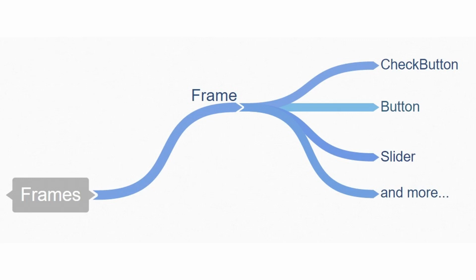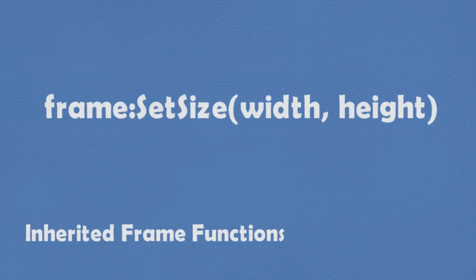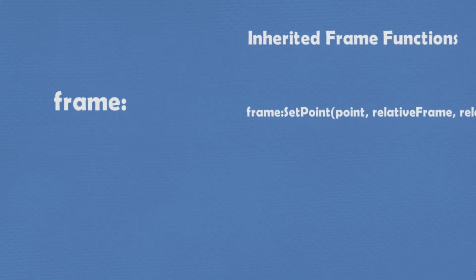So technically, they are all frames because they all inherit the frame functions, but they also come with and offer additional functions. For example, the check button widget has a function called setChecked in order to tell the program that the check button has been checked or not. However, all widgets, including the check button, inherit the frame functions, including such functions as setPoint, which sets the position of the widget, setSize, well this is kind of obvious, and show and hide. This is just to name a few.